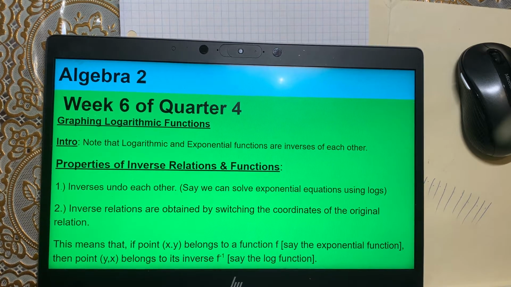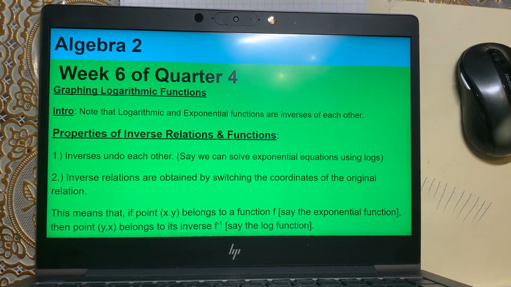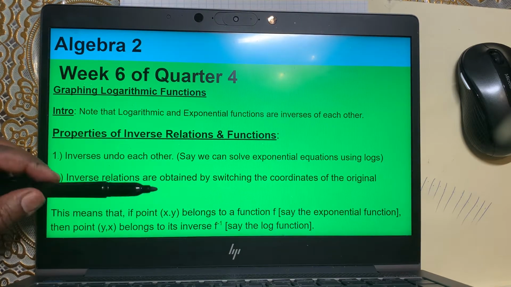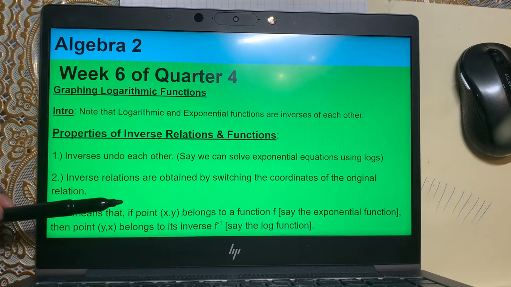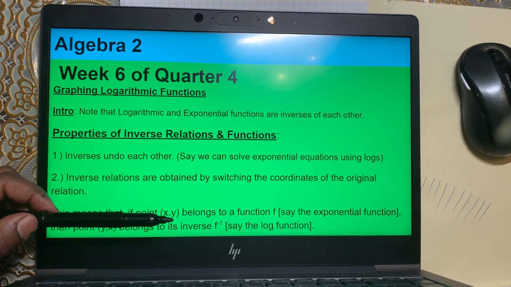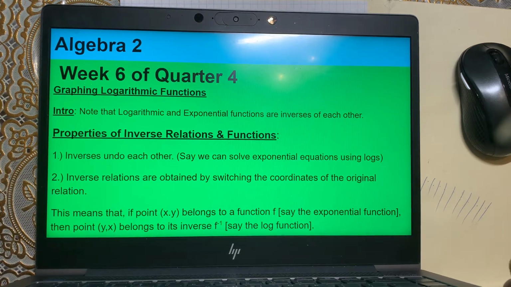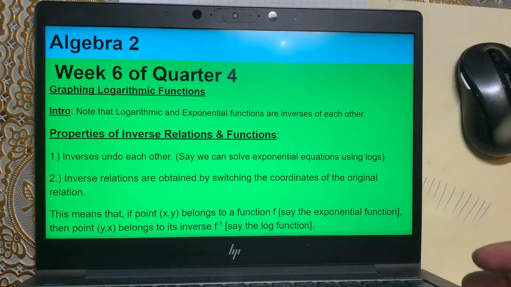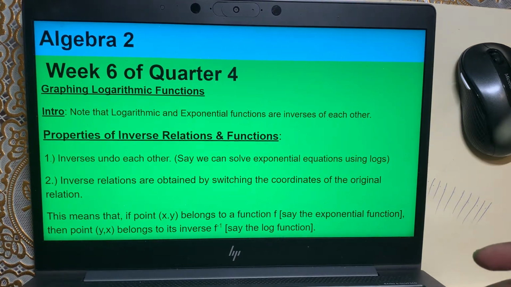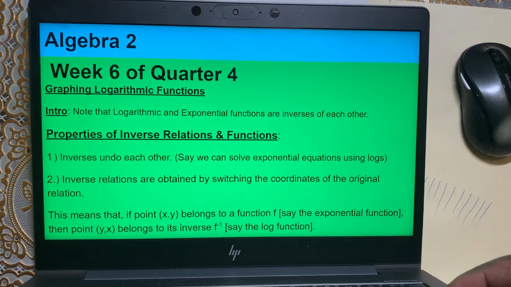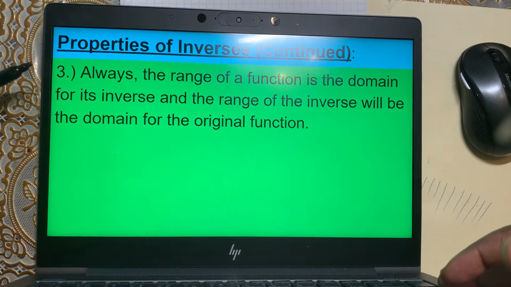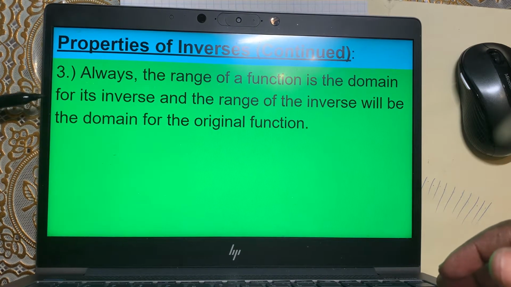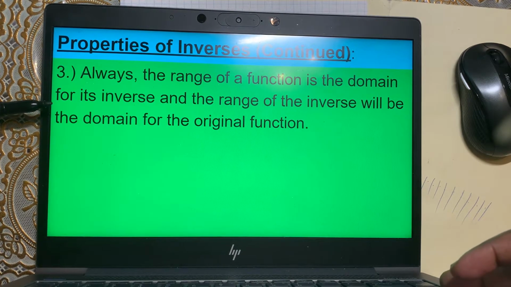This means if (x, y) belongs to the function f, say the exponential function, then the point (y, x) will belong to the inverse, which we write as f negative 1, say the logarithmic function. So these are the first two properties of inverses and their functions. The third property is that the range of a function is the domain of its inverse, and the range of the inverse will be the domain of the original function.